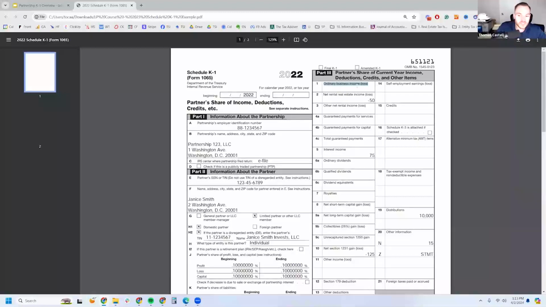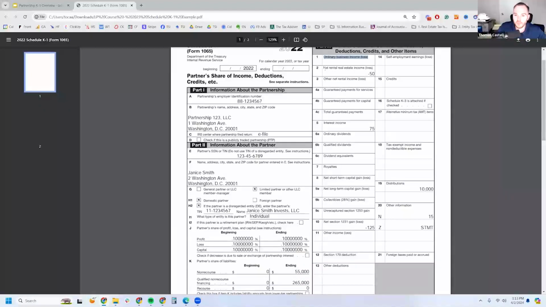You generally don't see too much of this, if any at all, on most real estate partnerships because they're not generating business income. You might, if the partnership is involved in any other business activities, but it's more uncommon. Then you'll see box 2. This is the net rental income or loss for the year.